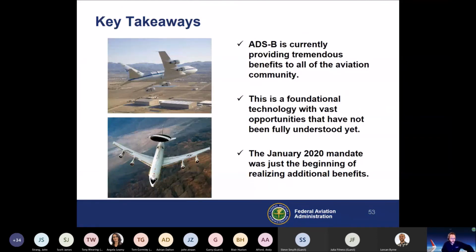Okay, and in the end here, we are already receiving significant benefits to the entire aviation community in the U.S. This system is foundational and really provides tremendous opportunity for the future. And January 2020 is really just the beginning of a really bright future for air traffic services with ADS-B as a key product there. So that concludes a very lengthy presentation. I hope that was interesting for you all.